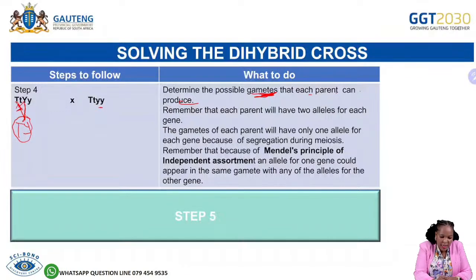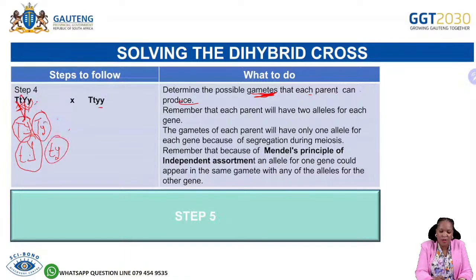What is your possible second gamete? You take the first T with the last y, so capital letter T with small y. This is your second possible gamete. And then you come to the second one, small t with big Y. You get this possibility of getting a small t with a big Y. Another gamete can have this type of situation, or you can have the last gamete with a small letter t and a small y. So all of these are your possible gametes for your first parent.